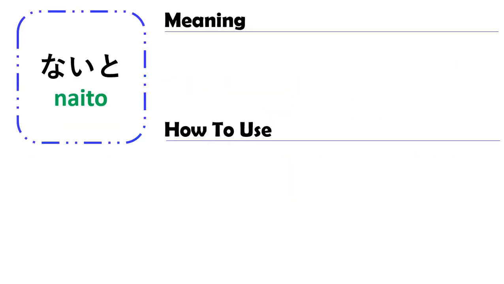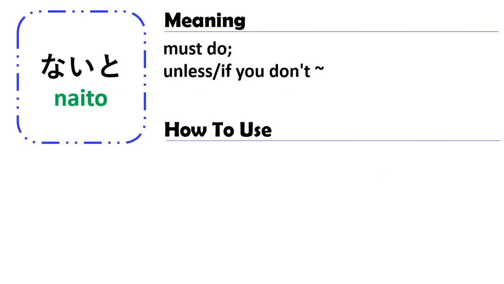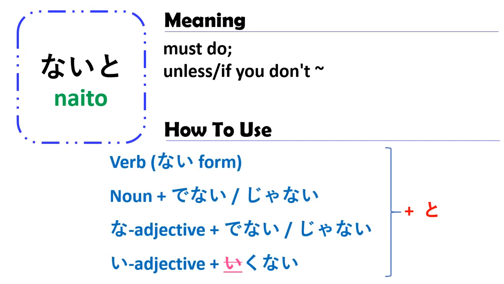Next we are going to learn about the grammar of nai to. The grammar of nai to means must do, or unless. If you don't do this, the result will be like this. If you don't do this, then something will happen next. In Japanese, when you use the grammar of nai to, you can use it with verbs, nouns, and adjectives, including na-adjectives and i-adjectives.